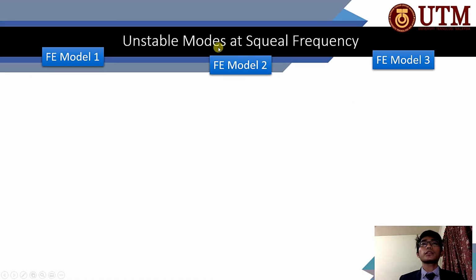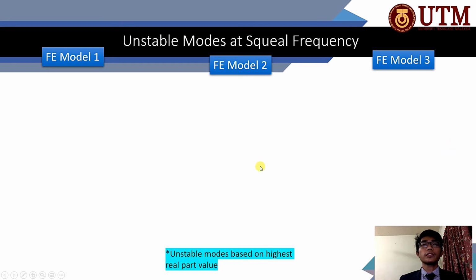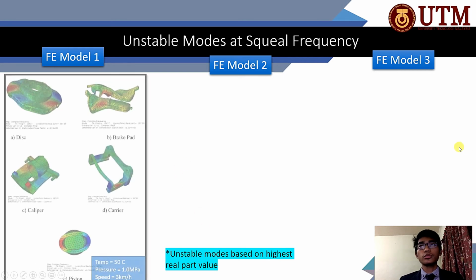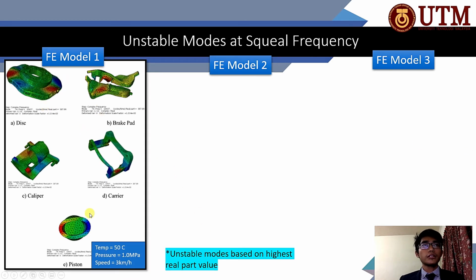Following that, the unstable modes at squeal frequency. For FE model 1, the unstable mode is based on the highest real part value. So, this is the result of the simulation at the operating temperature of 50 degrees Celsius, pressure of 1.0 megapascal, and also a speed of 3 km per hour. From this figure, we can say that the shape of the component has been distorted severely.